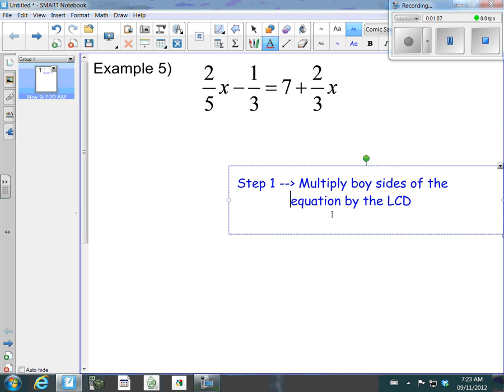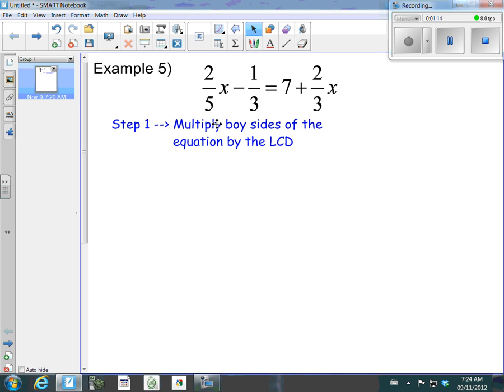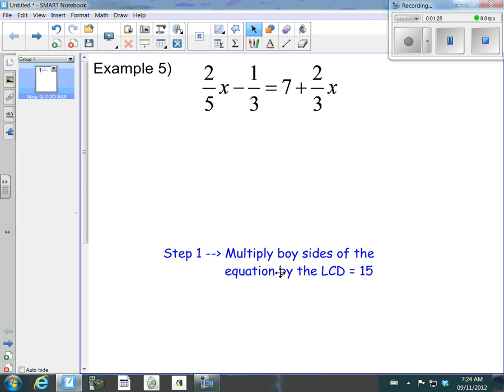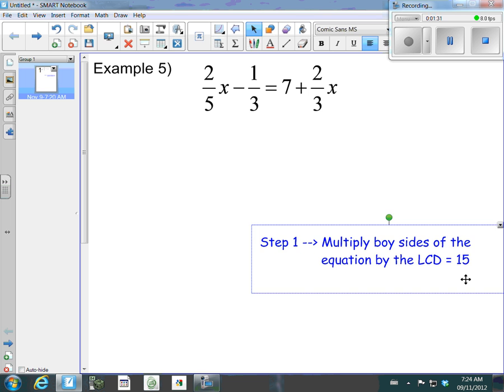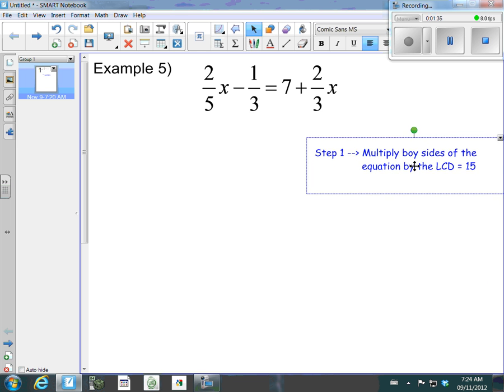Okay, so look for this question. We have 5 and 3. What's the lowest common value that 5 and 3 both go into? You guessed it. It is 15. Okay, so I'm going to put the steps down here on the side. Go ahead and multiply both sides by 15.